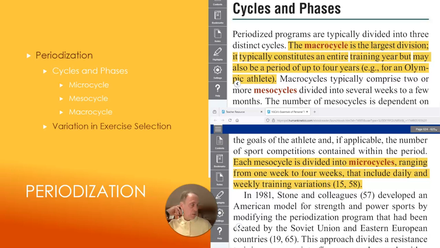You might look at the Olympics, and it's quadrennial, 4 years in duration. Mesocycles are several weeks to maybe a couple of months, and we'll talk more about that in my soccer programming example. And then you have microcycles, which can be 1 week to 4 weeks, and I would even say you have some, if not a lot, of variation within the context of a training session itself. So big picture macro, little picture micro.